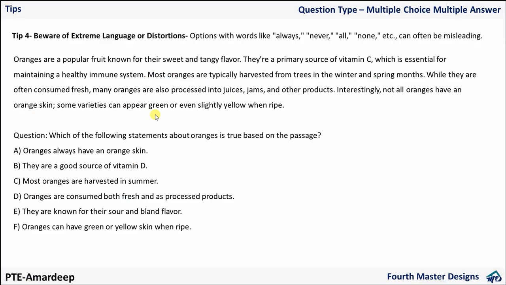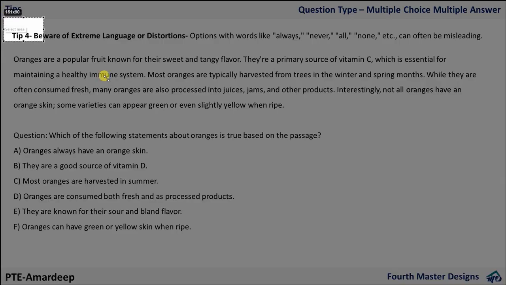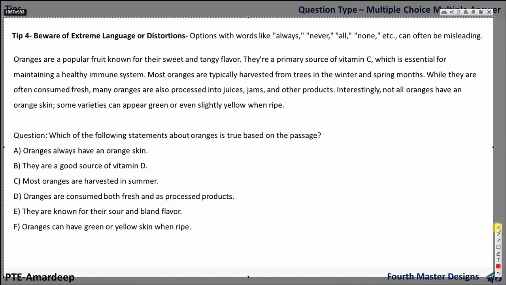So now, based on this particular suggestion, if you see what is written here, like some can have green or slightly yellow. Not all have orange. Here it is saying they always have. So eliminated. Good source of vitamin, totally incorrect. Most are harvested in summer, totally incorrect. They are harvested in winter. They're consumed both fresh, yes.